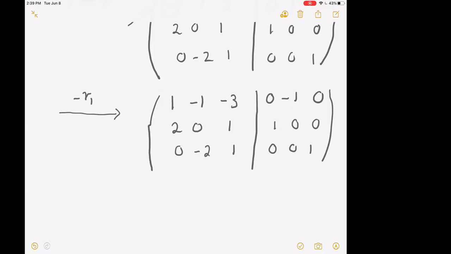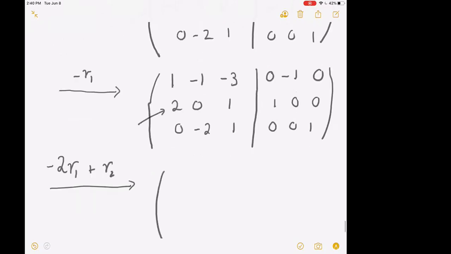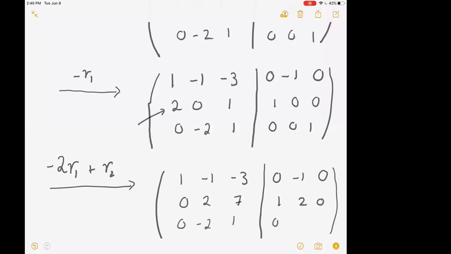Okay, what's next? Let's turn the 2, 1 matrix element into 0. So the way to do that is to take a Xerox copy of row 1, multiply it by -2, and add the result to row 2. Again, row 1 never changes. I just take a Xerox copy of it, so it's not altered. Still 1 minus 1 minus 3, 0 minus 1, 0. Row 2 is changed. It becomes 0, 2, 7, 1, 2. So I have a new 3 by 6 matrix, and the third row is left alone. It's not changed at all.